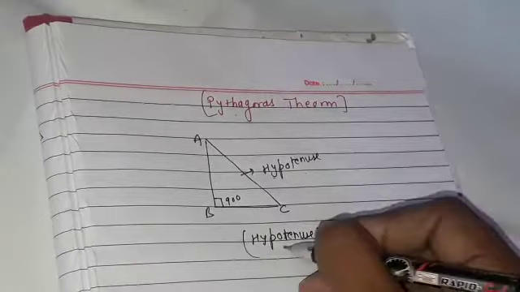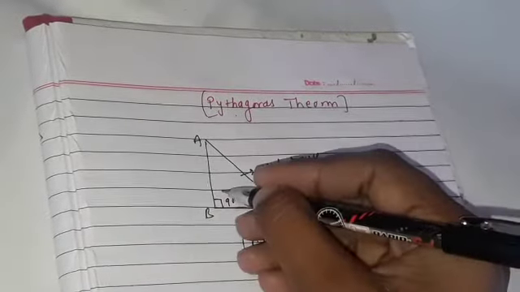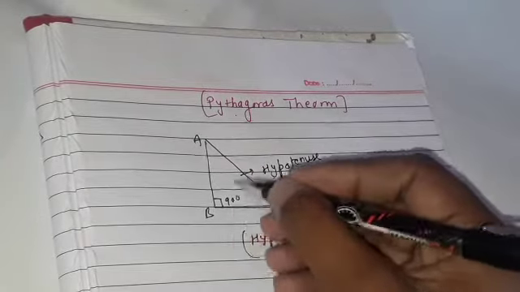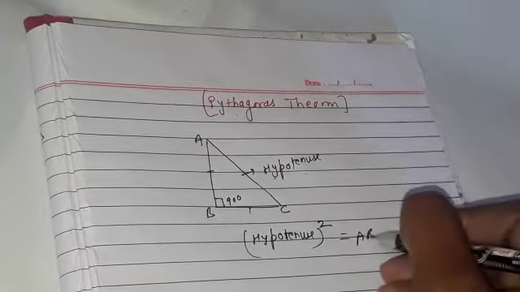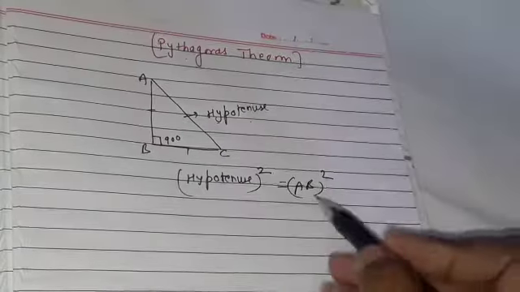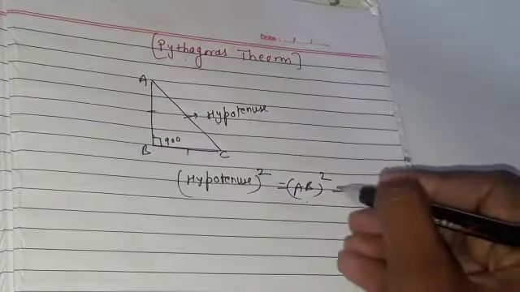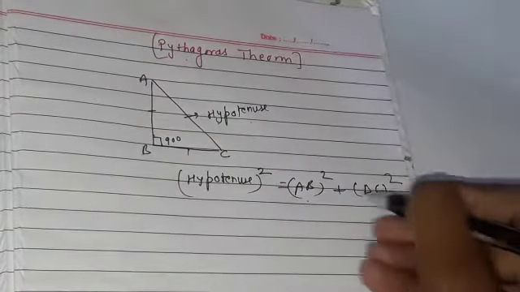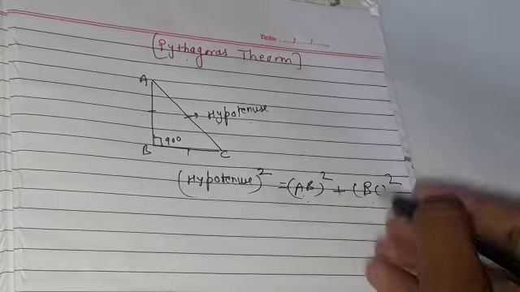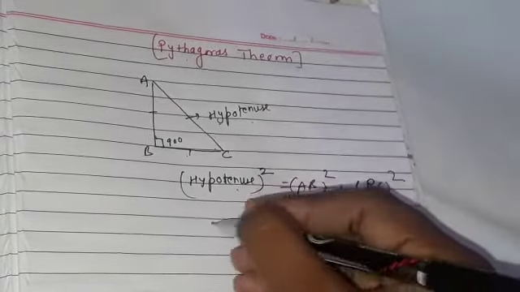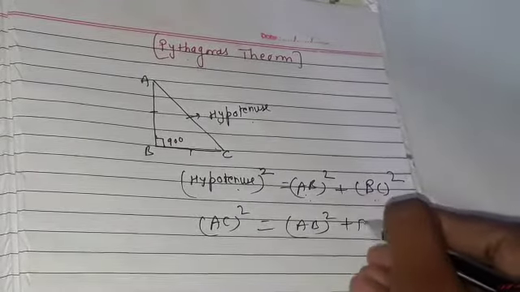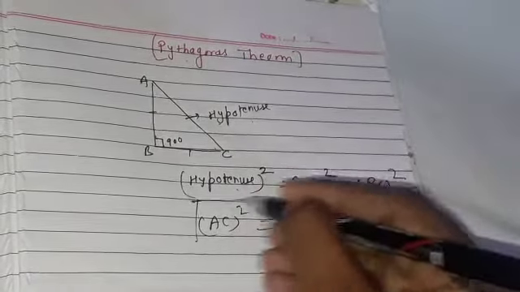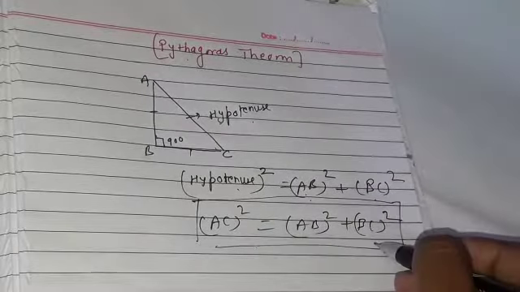And in Pythagoras theorem, the square of this hypotenuse is equal to the sum of squares of the other two remaining sides. So the other two remaining sides are this and this. So this hypotenuse square is equal to the square of first side plus square of second side. So AB square plus BC square equal to hypotenuse square, and your hypotenuse is AC. So AC square equal to AB square plus BC square. So this is the Pythagoras theorem.